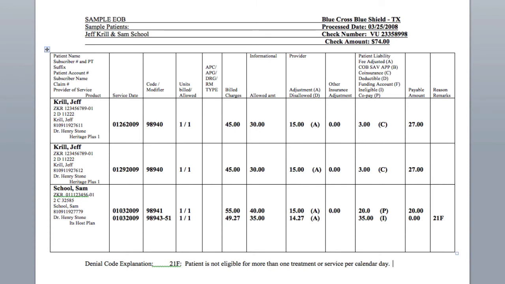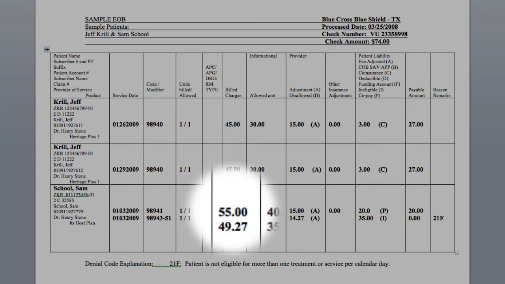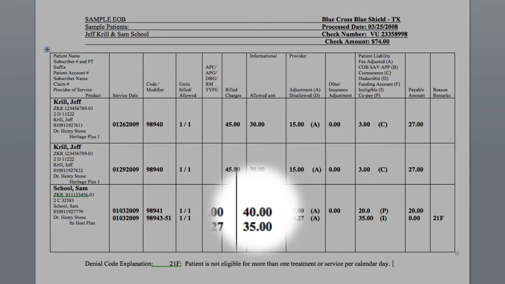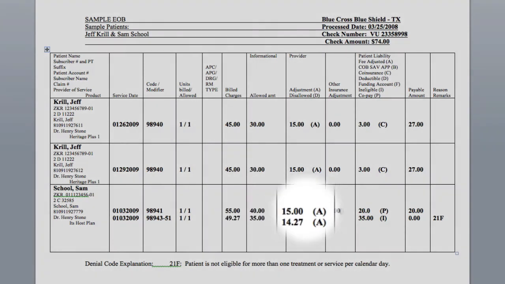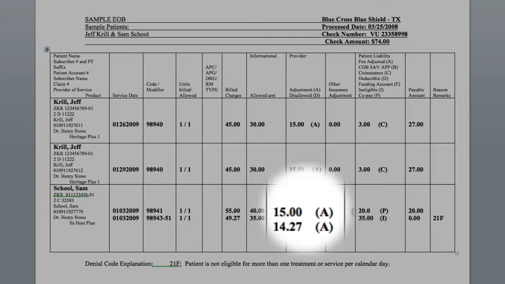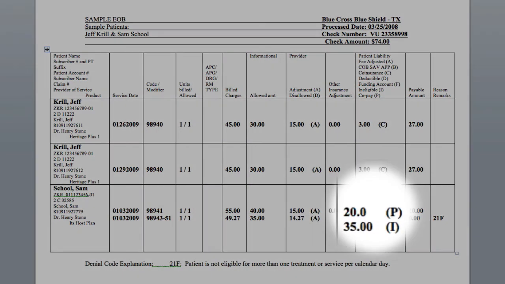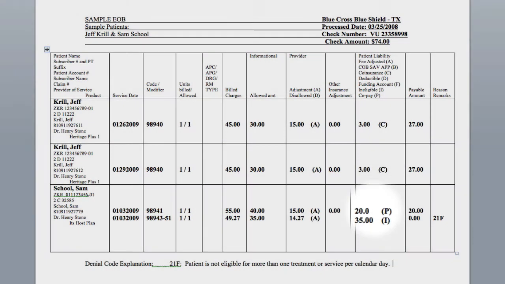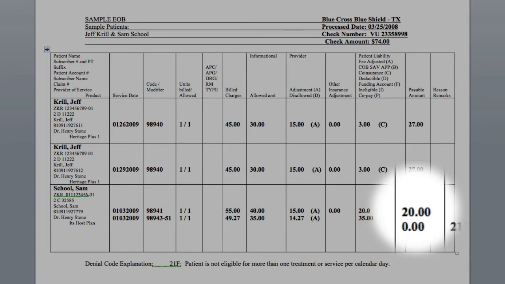We will be addressing adding denial notes and codes for this patient after we enter in the first procedure that was paid. First, let's start with the submitted amount for the first CPT code 98941. The billed charges are $55. The allowed amount is $40. According to our contract, we must adjust $15. The patient has a copay of $20, and the payer paid $20.